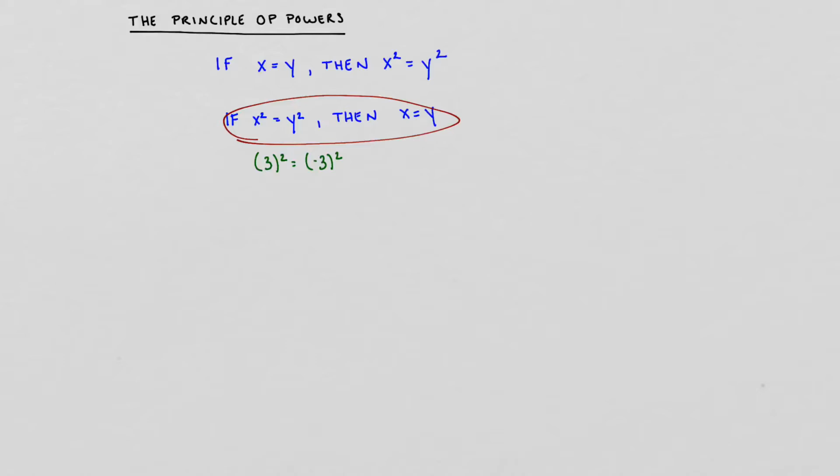However, if we removed those squares, we cannot say that 3 is equal to negative 3, because they are not one and the same. So what we want to note here is that we only want to think of that line of logic, this if-then statement, in this particular direction.